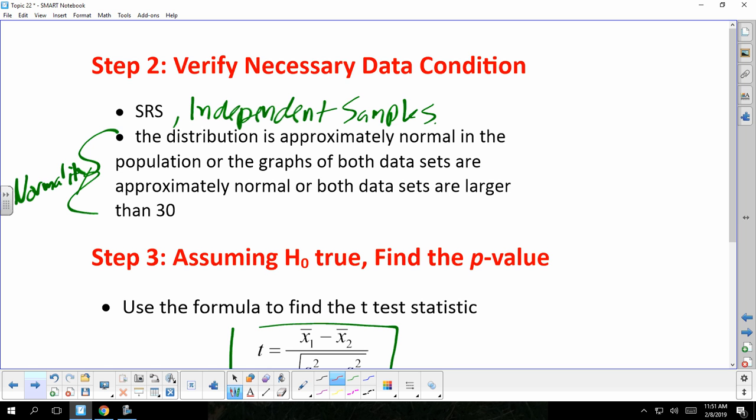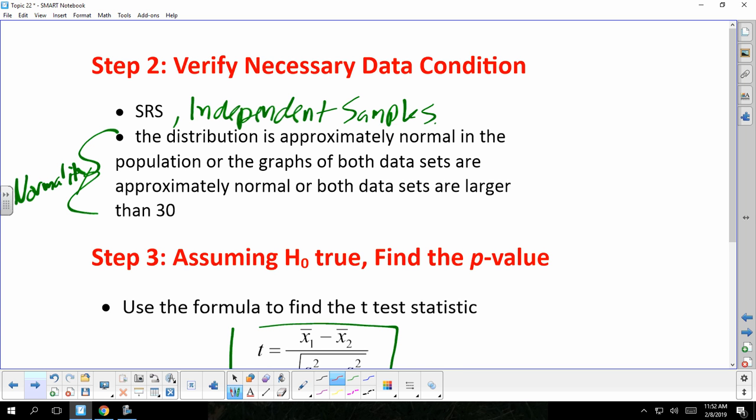And then remember the same applies for our central limit theorem. The distribution is approximately normal in the population, or the graphs of both data sets show no reason to suspect a lack of normality, or both data sets are larger than 30. So it has to apply to both. So if we have data sets that are smaller than 30, again, we're going to look at dot plots, histograms, stem plots, any sort of graph we'll display in order to establish normality in the population. Remember, our data should mirror the population shape.